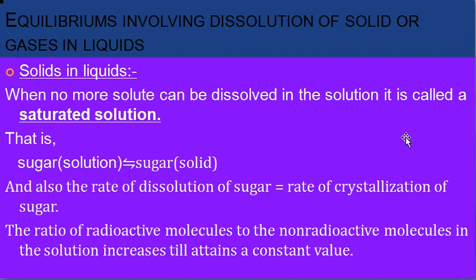Equilibrium involving dissolution of solids and gases in liquids. Let's see solids and liquids first. When no more solute can be dissolved in the solution, it is called a saturated solution. Let's get a better idea with the help of this example. Sugar is in solution. Now sugar is also in solid form, and the rate of dissolution of sugar is equal to the rate of crystallization of sugar. The ratio of radioactive molecules to non-radioactive molecules in the solution increases till it attains a constant value.